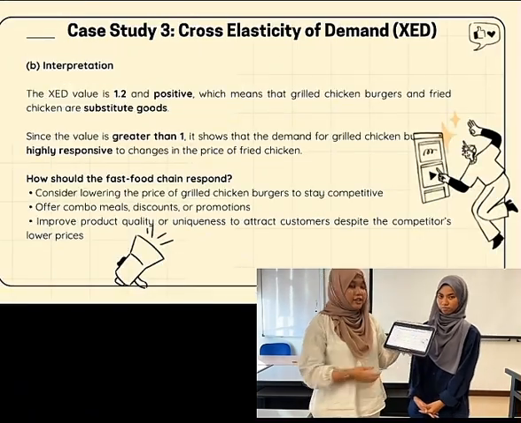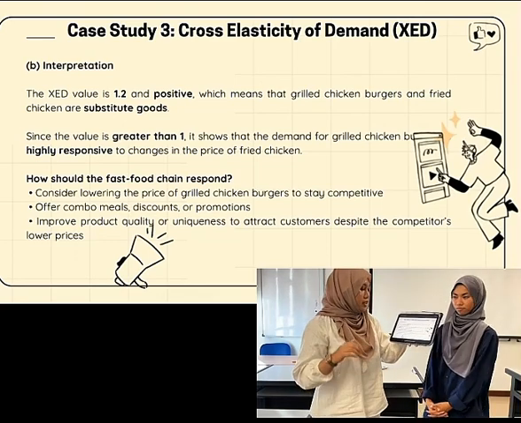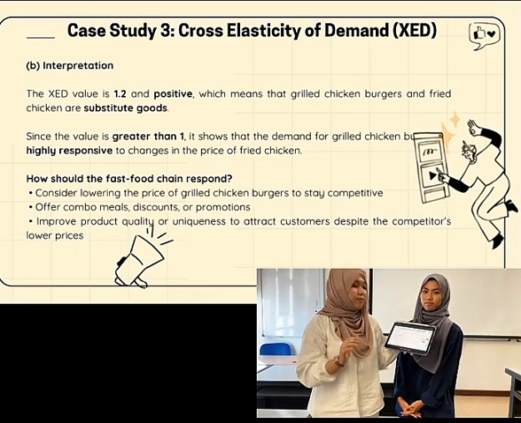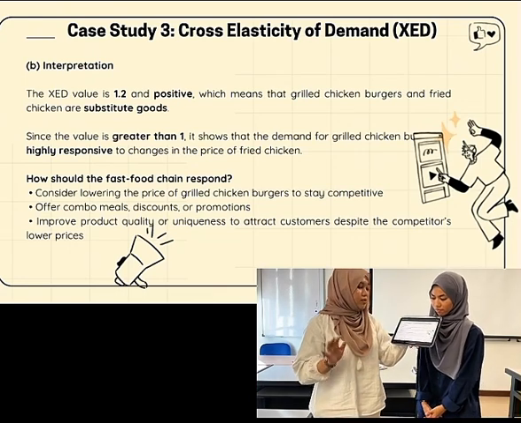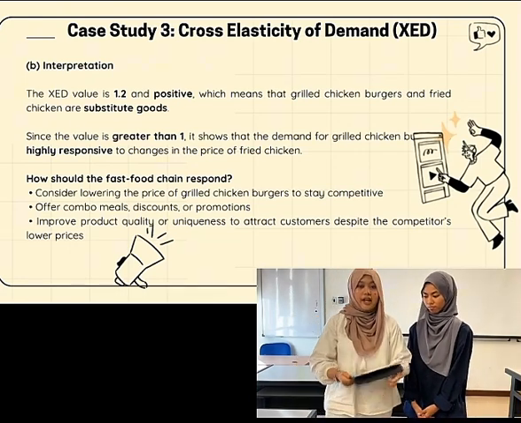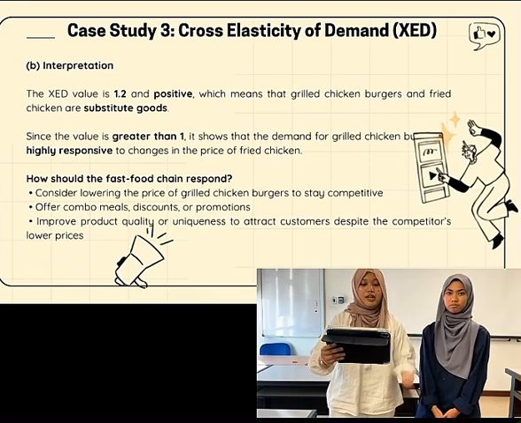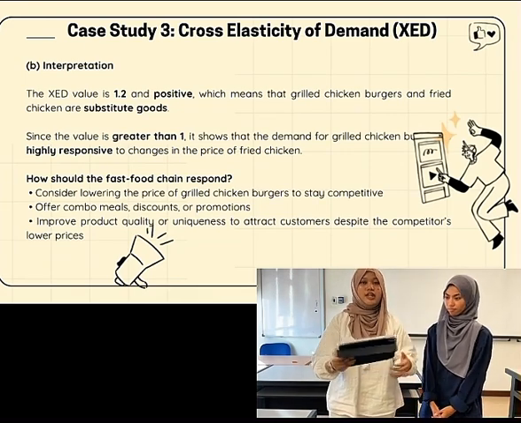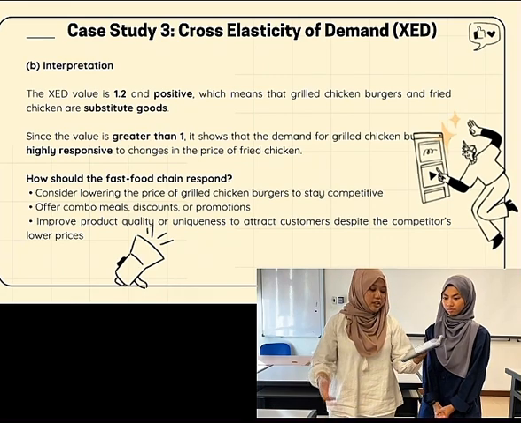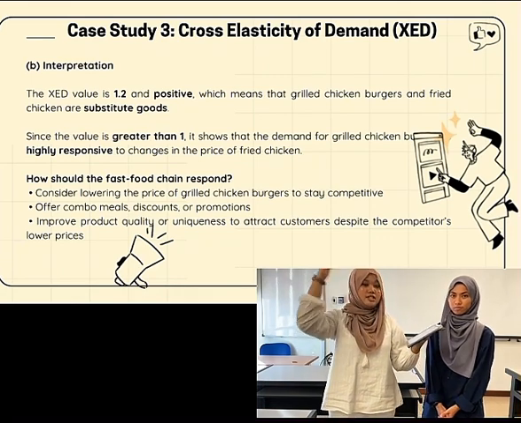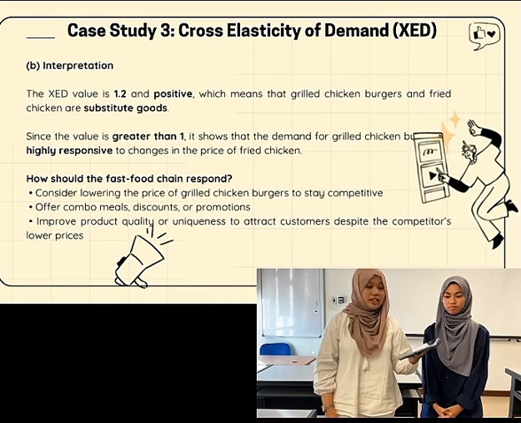And for the question B, the answer is the XED value is 1.2 and positive, which means that grilled chicken burgers and fried chicken are substitute goods. Since the value is greater than 1, it shows that the demand for grilled chicken burger is highly responsive to changes in the price of fried chicken.